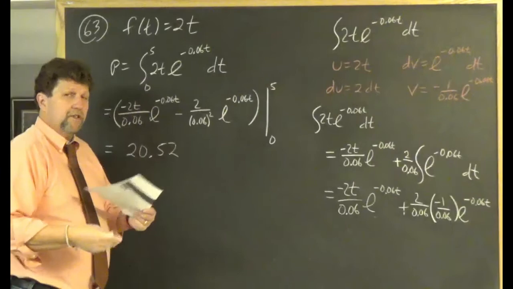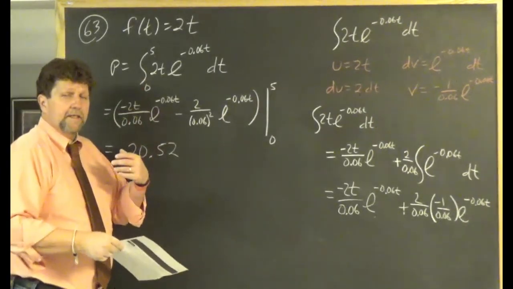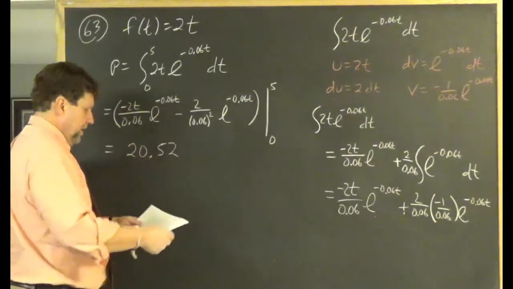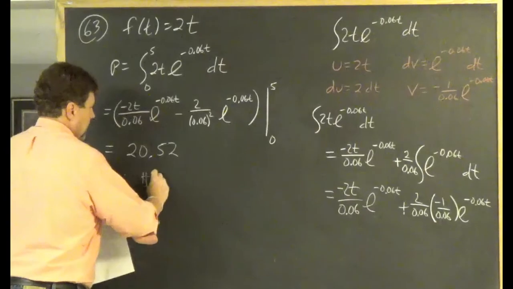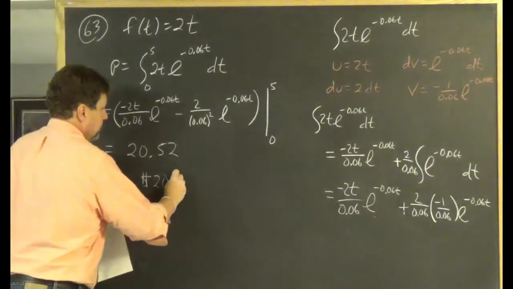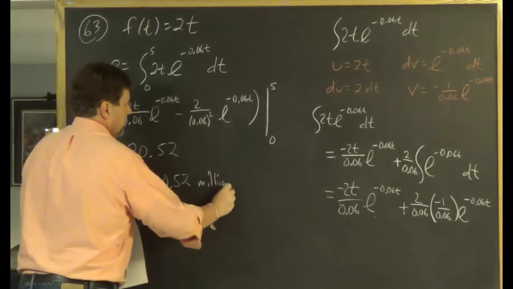So to answer the question, I think for Dina's Car Wash the rate of flow function was given in millions of dollars per year. So the present value is, I'll say, $20.52 million.